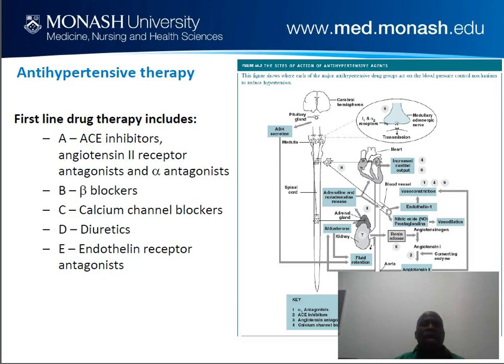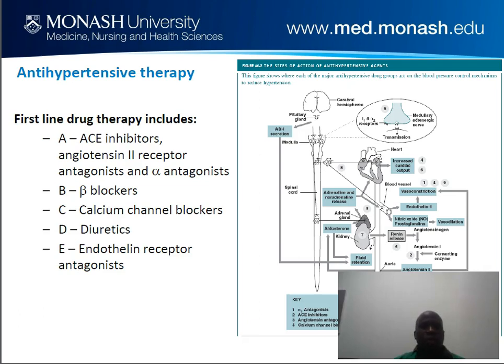So let's look at antihypertensive therapy, which means drugs that are used for controlling blood pressure. Now, in considering such, there is what we call first-line drug therapy. First-line meaning these are the first drugs that you consider in any patient that has high blood pressure or hypertension. So with such kind of drugs, first are the ACE inhibitors.